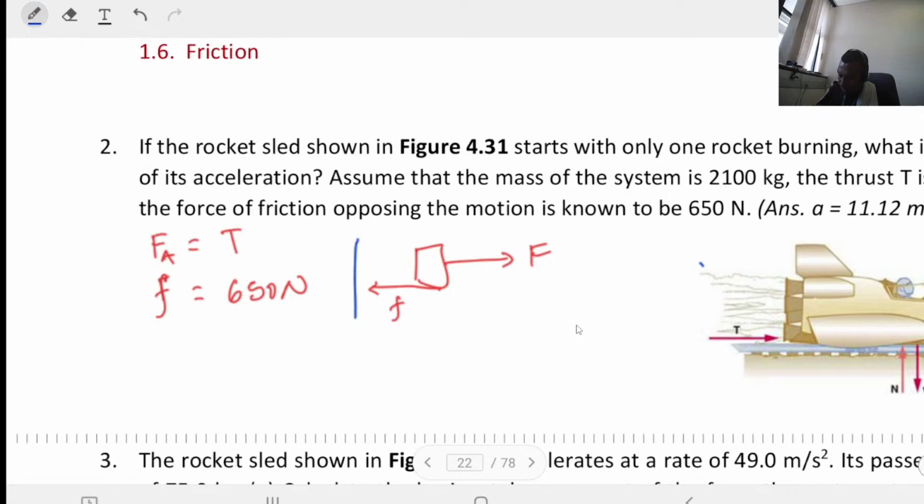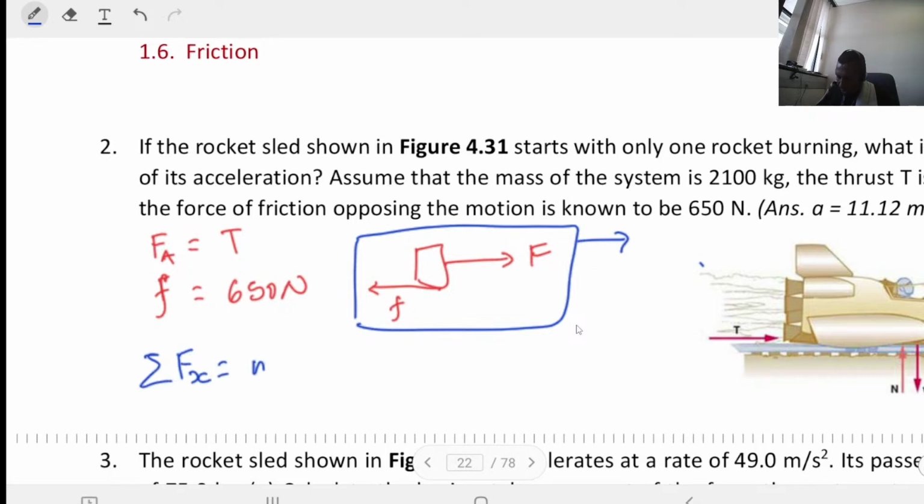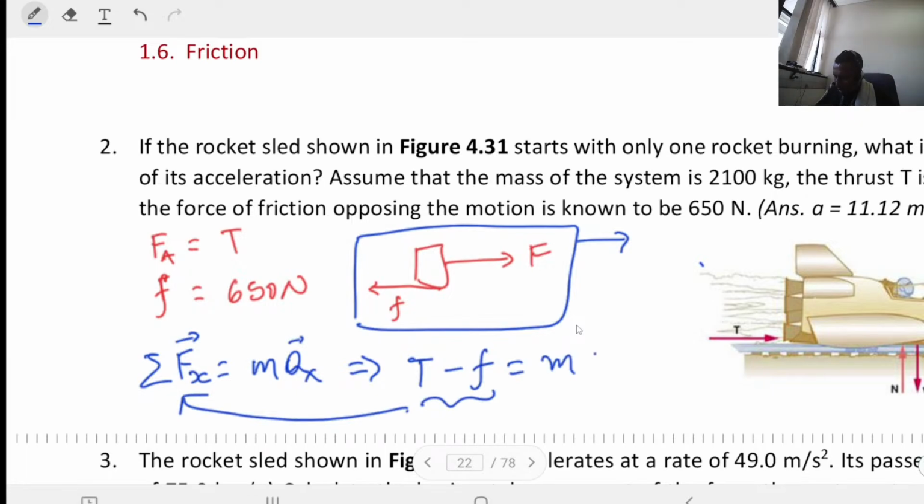Then I say, okay, good. If it is accelerating forward, which is implied, then the sum of all forces along X must be equal to ma. The forces are always along X, and in this case the acceleration should be along X. This implies that the applied force, which is the thrust T, minus the frictional force F, is the net force. That equation must be equal to M times A.